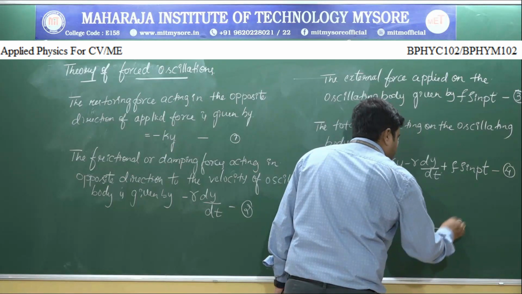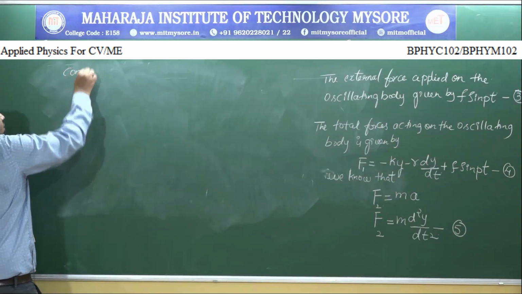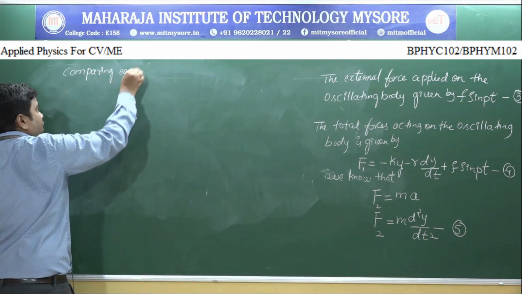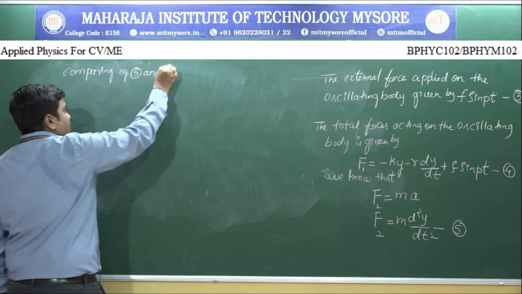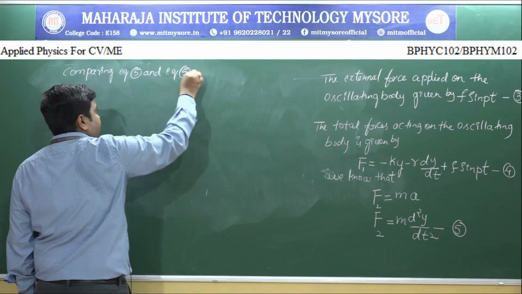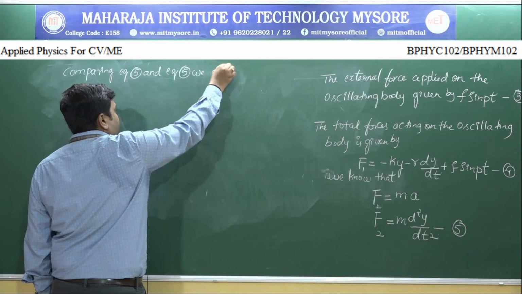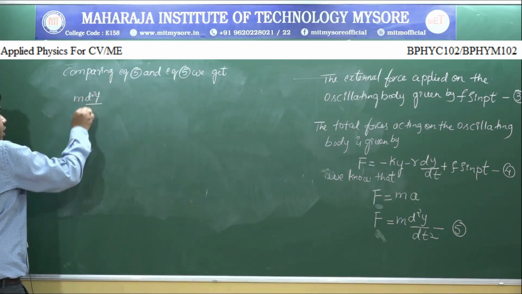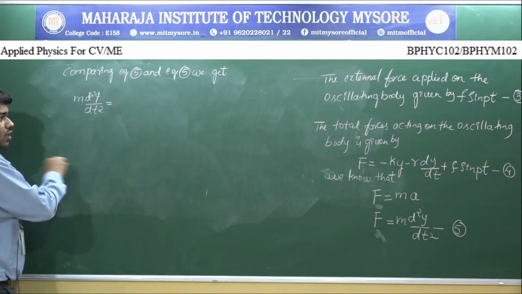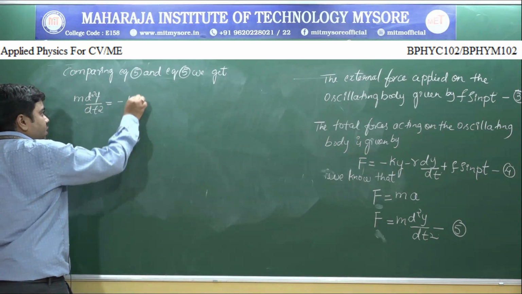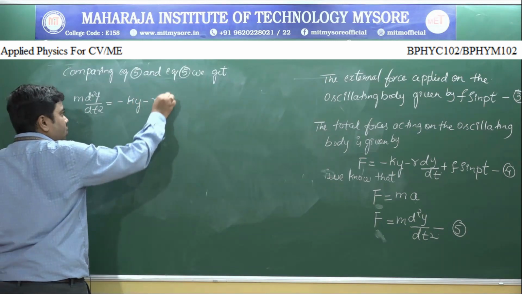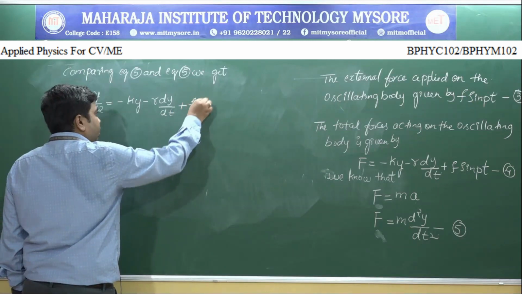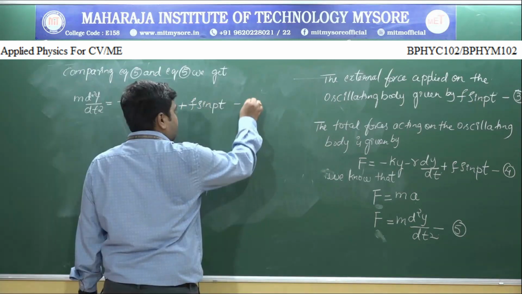So, comparing equation 4 and equation 5, m into d square y by dt square is equal to minus k into y minus r into dy by dt plus f sin pt, equation 6.